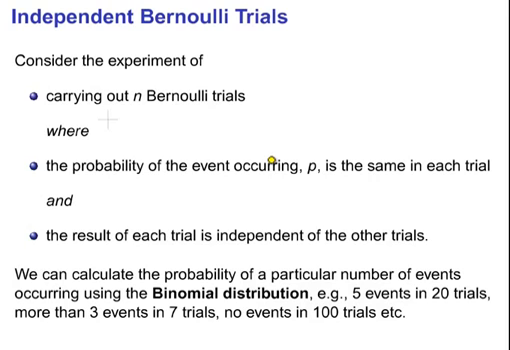Now, we can calculate the probability of a particular number of events occurring using the binomial distribution. So this is the big thing we're getting to here, the binomial distribution. So five events in 20 trials, or five successes in 20 trials, we might be able to calculate that. More than three events in seven trials. No events in 100 trials. That's the type of thing we're going to be very interested in calculating.